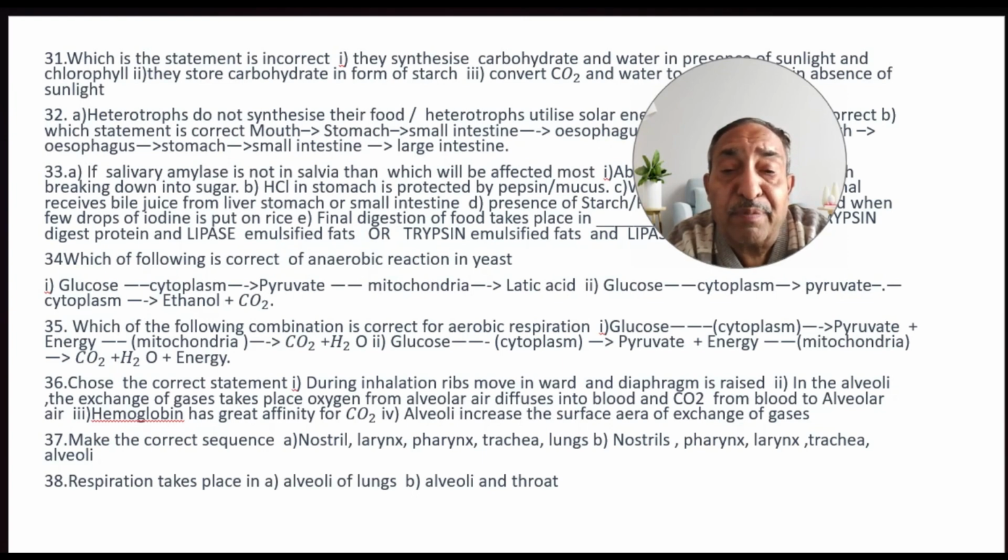Which of the following combinations is correct for aerobic respiration? First, glucose in the presence of cytoplasm, pyruvate plus energy in mitochondria gives carbon dioxide and hydrogen water. Second, glucose in the presence of cytoplasm, pyruvate plus energy, mitochondria, and gives carbon dioxide, water. बाकी ऑप्शन मैंने डिलीट कर दिए क्योंकि वो करेक्ट नहीं है. इन दोनों में से कोई एक करेक्ट है, पहचानना आपको है.